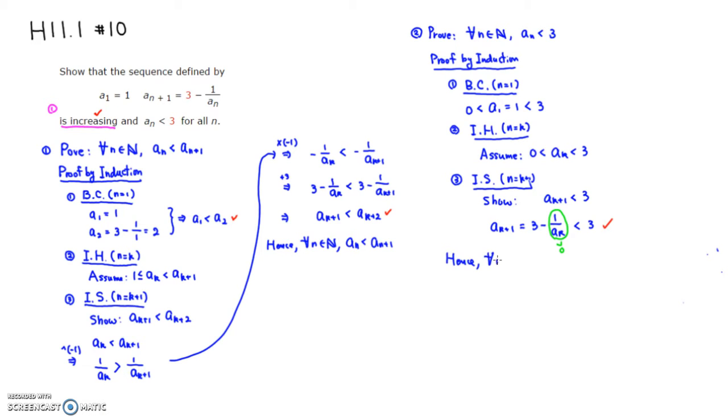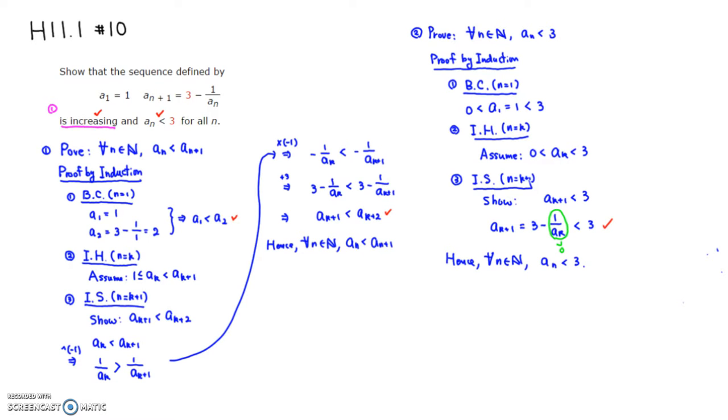for all n, which is a natural number, an is bounded above by 3, right? So this will verify that an is bounded above by 3, right? So this is part A, right?